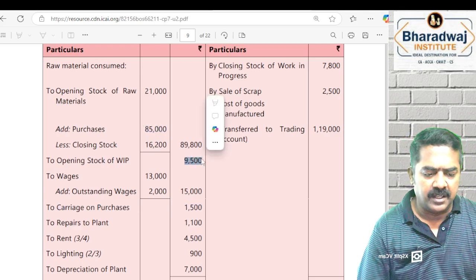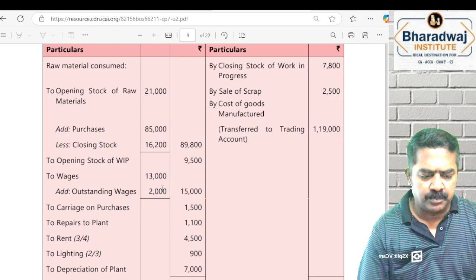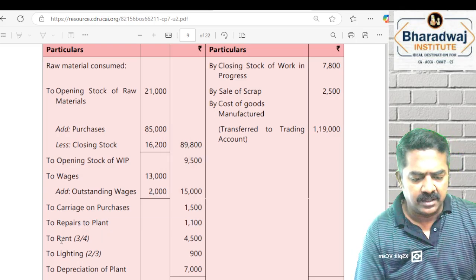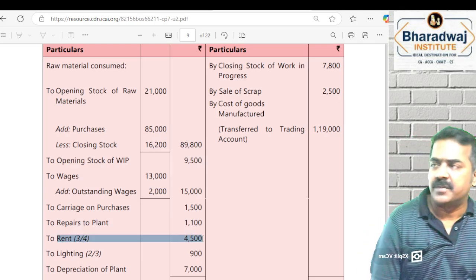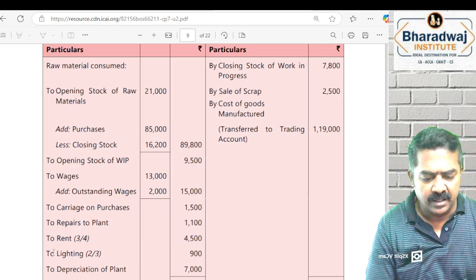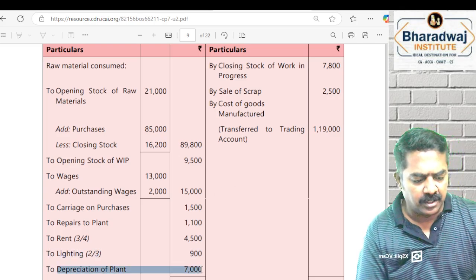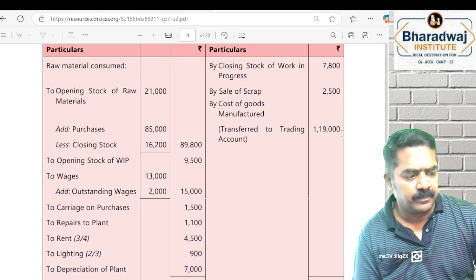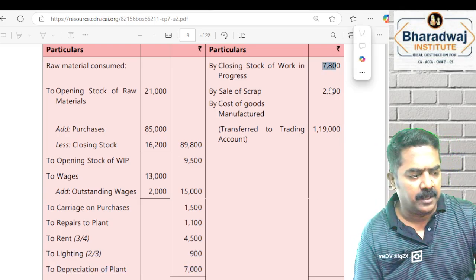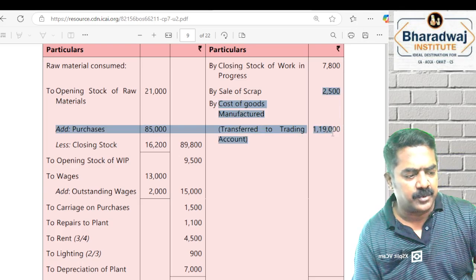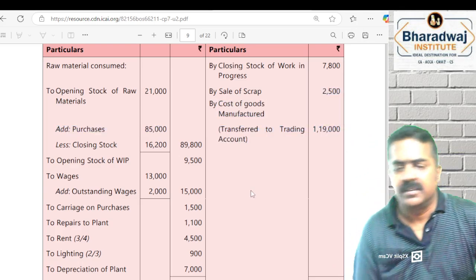Opening stock of WIP, wages plus outstanding wages will come. Repairs to plant will come. Rent: 1/4 is for office, 3/4 is for factory. Lighting: 2/3 is for factory. Depreciation on plant 7,000. Then record the closing WIP and the sale of scrap. The balancing figure will be cost of goods manufactured. It will be transferred to which account? Trading account.